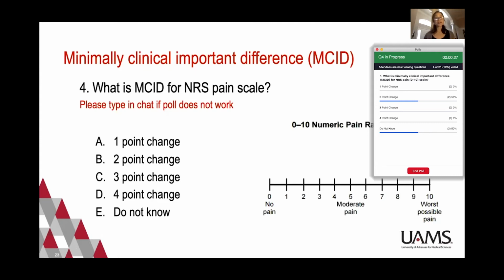So this is an example of a pain scale that I think a lot of clinics use in practice. The important thing is how much change is actually a significant clinically important difference. This is true for both acute and chronic pain. So we'll see if you know this.